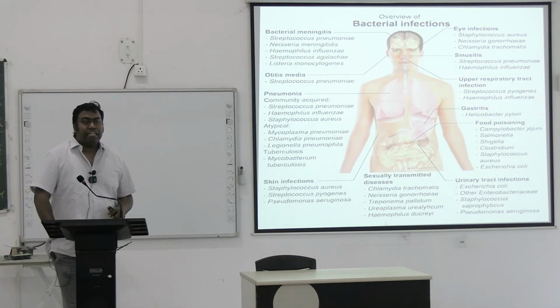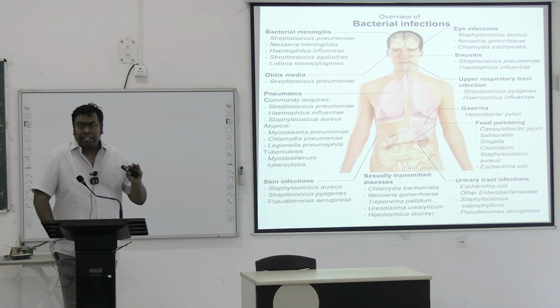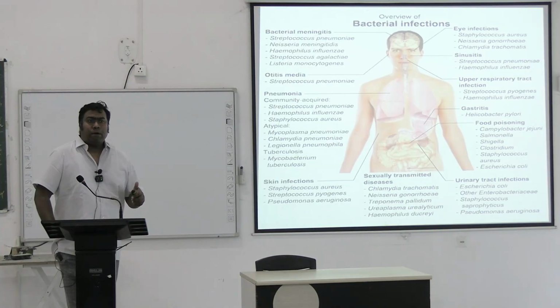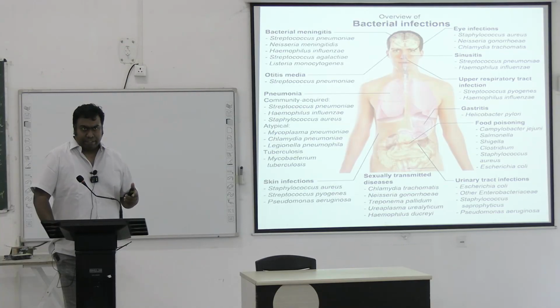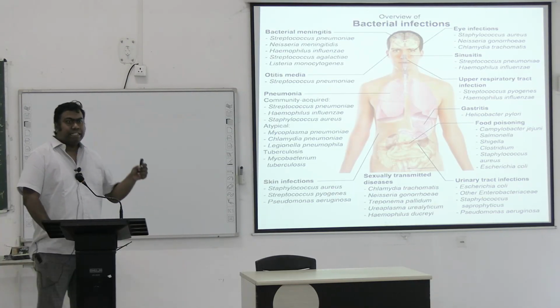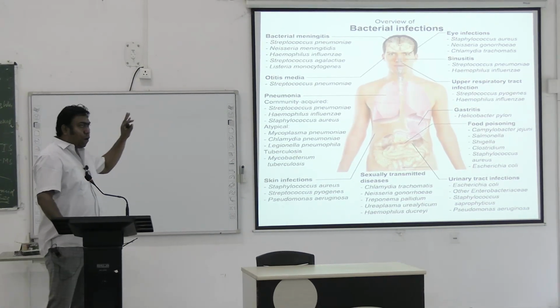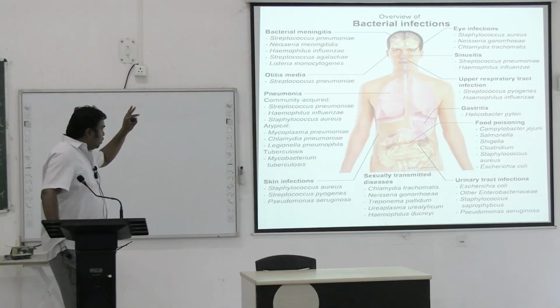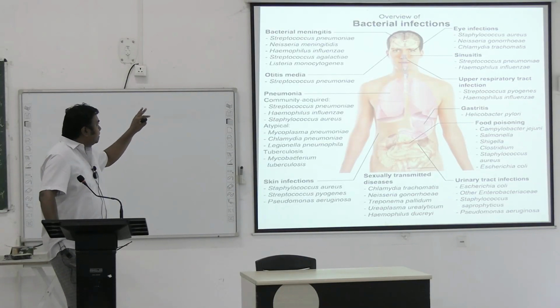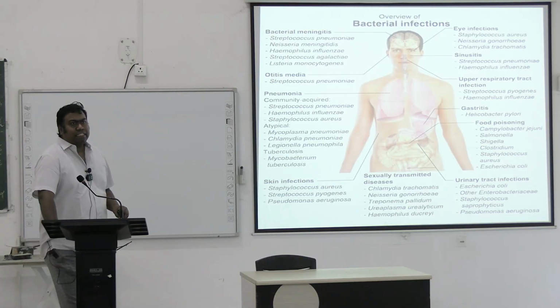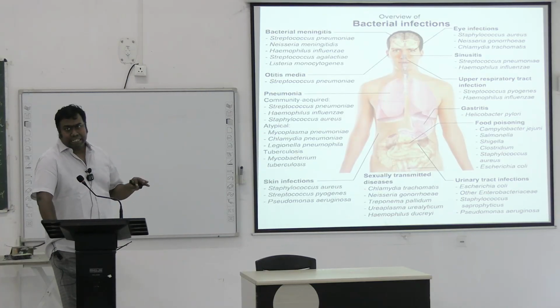So what are the different infections that can occur at different sites? First, the brain. If there is an infection, it is meningitis or encephalitis. Meningitis and encephalitis are the common infections of the brain and meninges. What are the organisms that can cause this? Pneumococcus, meningococcus, H. influenzae, Listeria and Streptococcus agalactiae. These can cause meningitis and encephalitis.